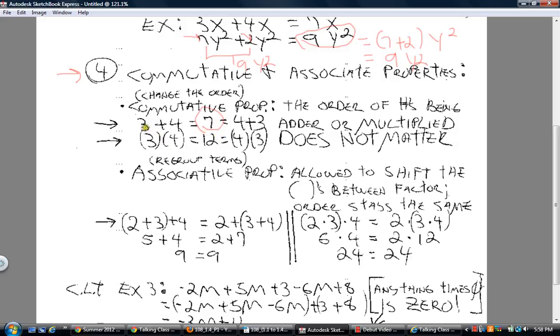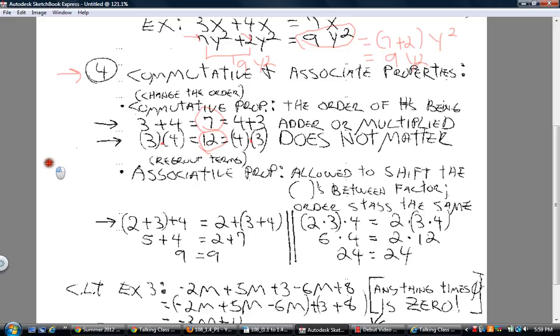Okay, so try to keep that. It does not matter the order that you add. Okay, how about multiplication? Does it matter the order that you multiply? If I say 3 times 4, or if I say 4 times 3, multiplication is commutative, you still get the same result of 12. Now most of you are pretty comfortable with that, so just keep it in mind.